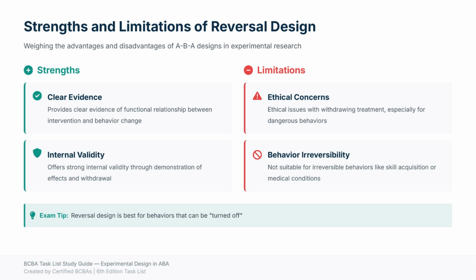First are ethical concerns. It may be unethical to withdraw a treatment if the behavior is dangerous or the intervention is highly beneficial. Second is behavior irreversibility. Some behaviors cannot simply be reversed. For example, once a person learns a new skill, removing the intervention does not necessarily eliminate that skill.